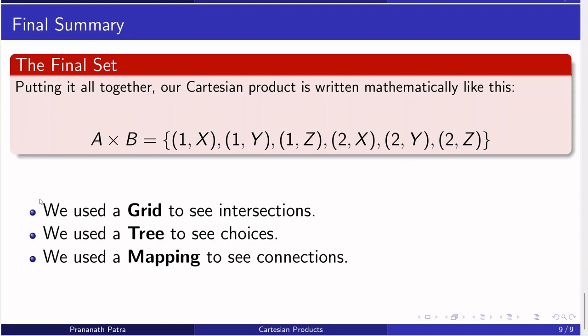Throughout this video, we explored 3 unique ways to understand this concept. We used a grid to clearly see intersections, we used a tree to visualize our many choices, and we used a mapping to see the direct connections.